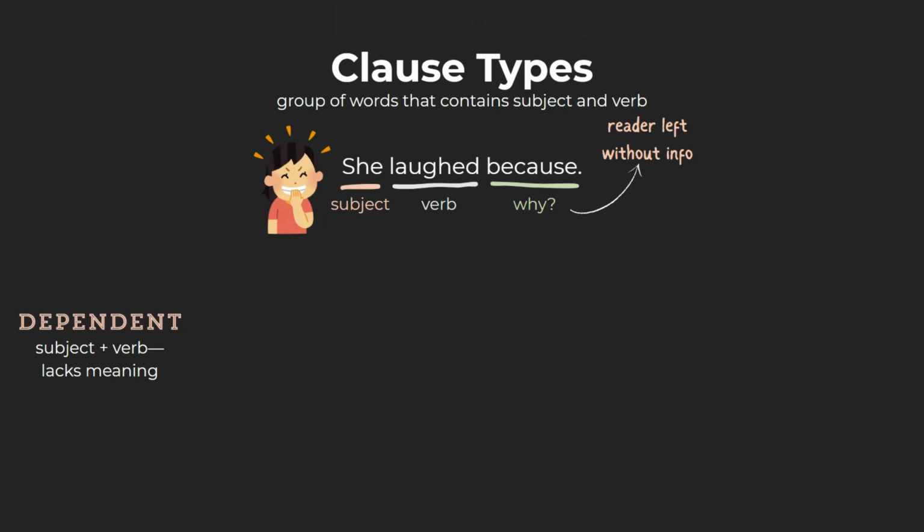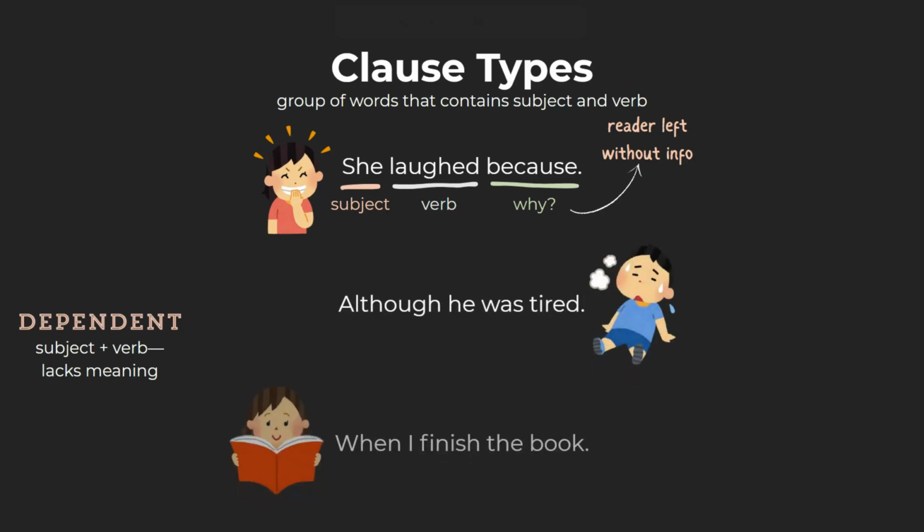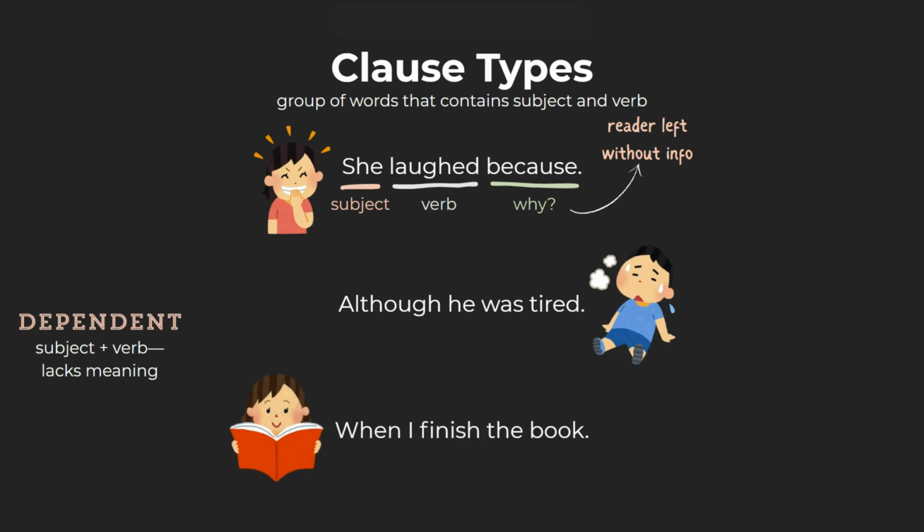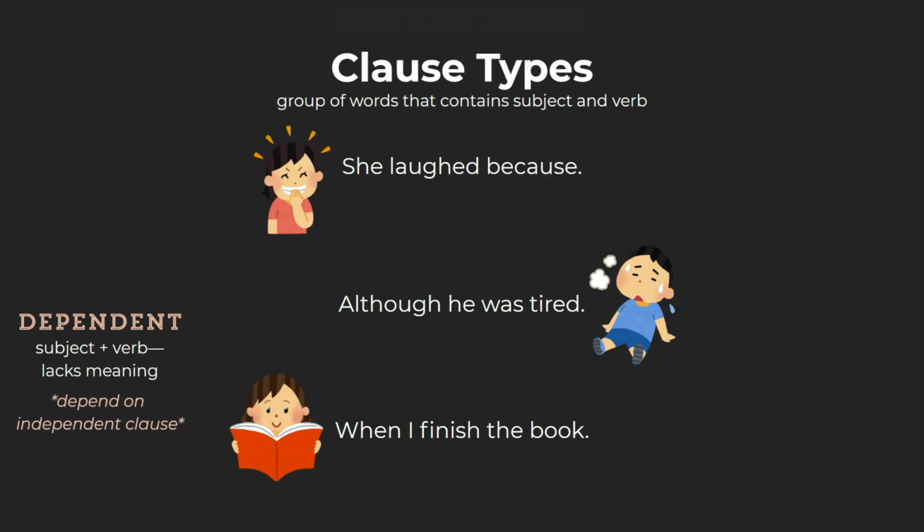Other examples are, "Although he was tired," or "When I finish the book." Although he was tired, what? When I finish the book, what? The sentences don't tell us. Dependent clauses, like their name implies, depend on something, an independent clause.